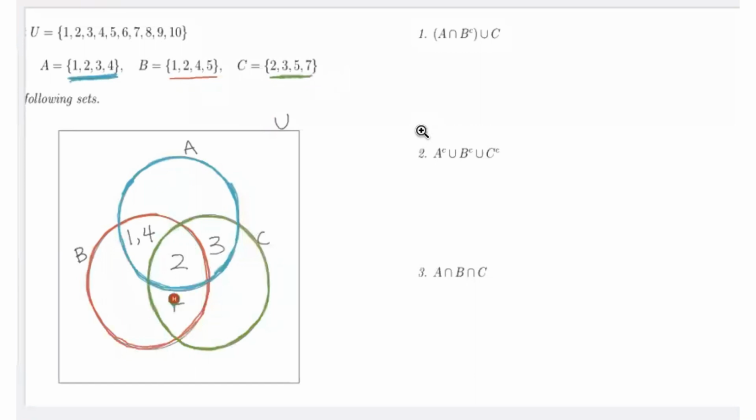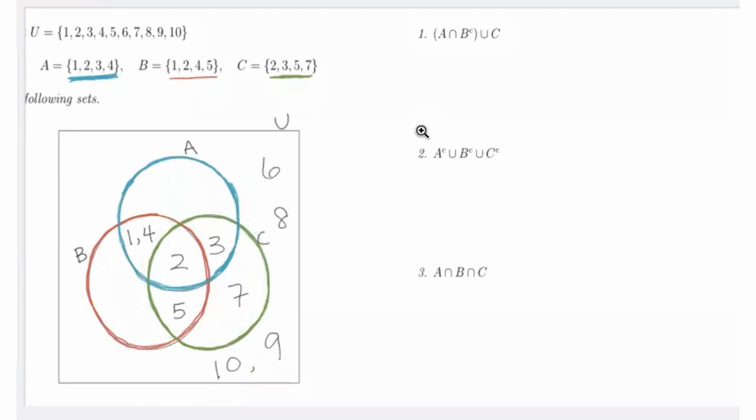Then I'm looking at set A: 1, 2, 3, 4. There's nothing left, so nothing to put. Set B: 1, 2, 4, 5. Everybody's here, so there's nothing. Set C: 2, 3, 5, 7. And the universal set is 1, 2, 3, 4, 5, 6, 7, 8, 9, and 10. So those are the outsiders.